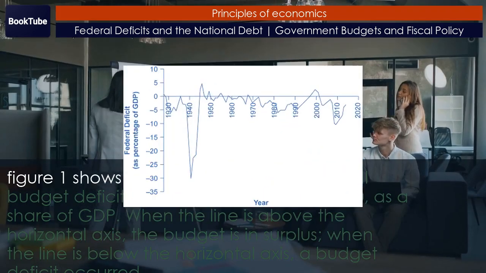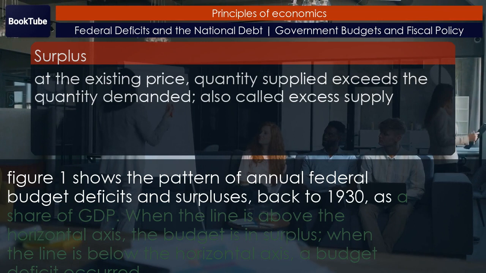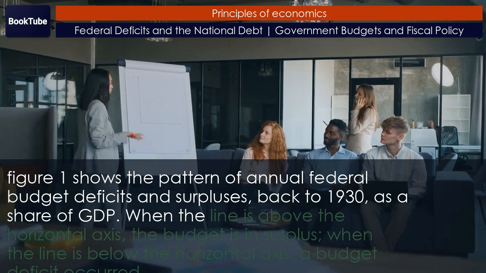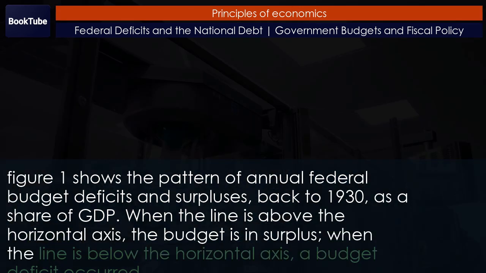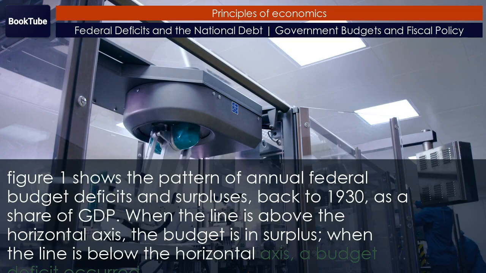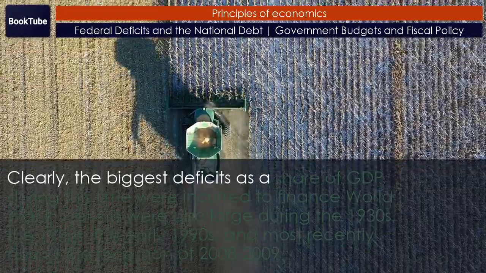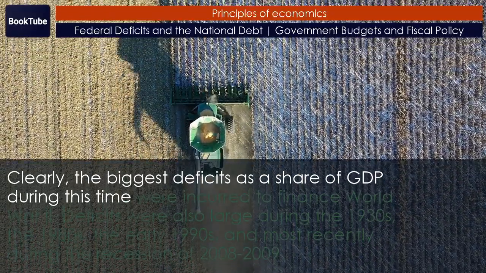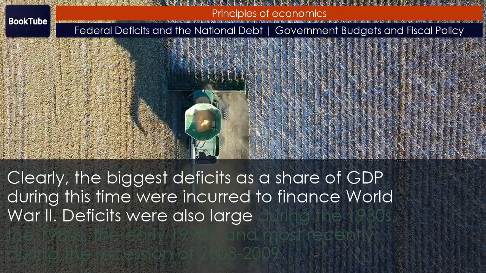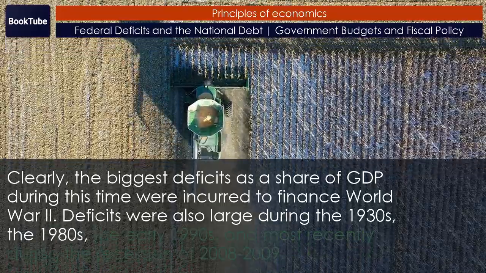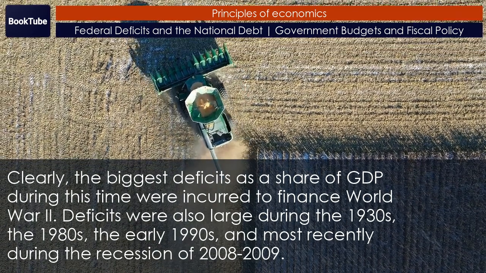Figure 1 shows the pattern of annual federal budget deficits and surpluses back to 1930 as a share of GDP. When the line is above the horizontal axis, the budget is in surplus. When the line is below the horizontal axis, a budget deficit occurred. Clearly, the biggest deficits as a share of GDP during this time were incurred to finance World War II. Deficits were also large during the 1930s, the 1980s, the early 1990s, and most recently during the recession of 2008-2009.